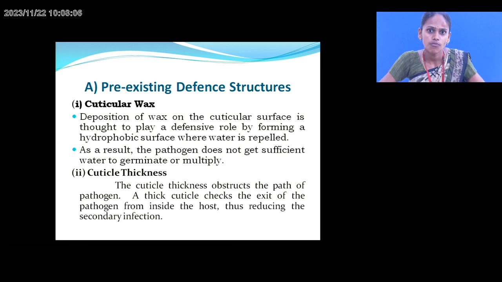The deposition of wax on the cuticular surface is thought to play a defense role by forming a hydrophobic surface where water is repelled. As a result, the pathogen does not get sufficient water to germinate or multiply. The second one is cuticle thickness. In this method, the cuticle thickness blocks the path of the pathogen. A thick cuticle checks the exit of the pathogen from the inside of the host, thus reducing the secondary infection.